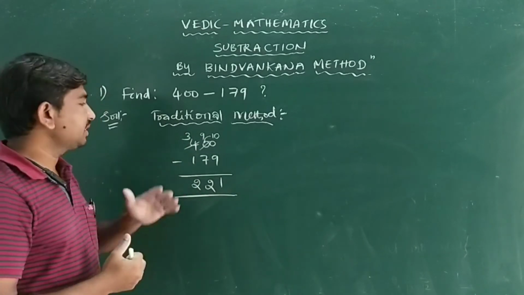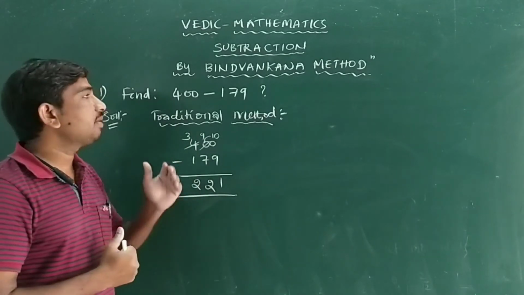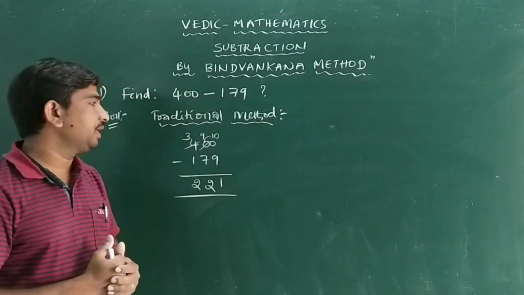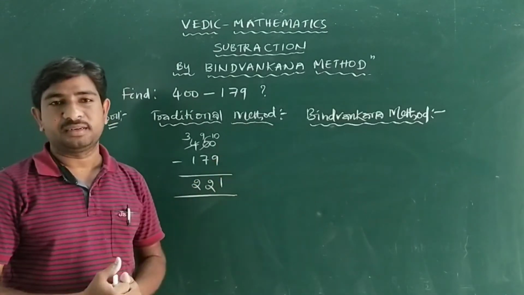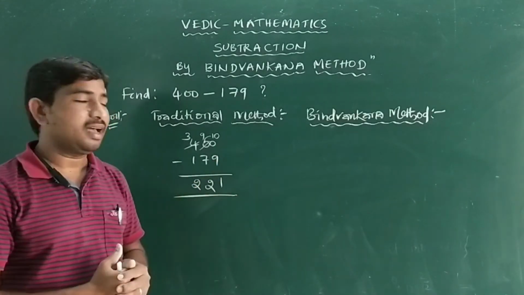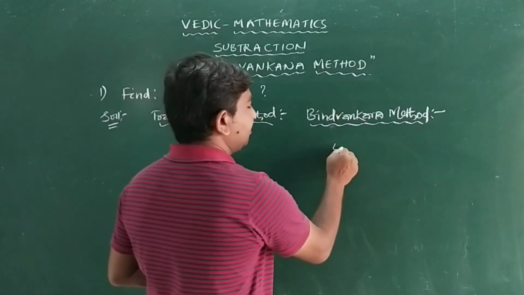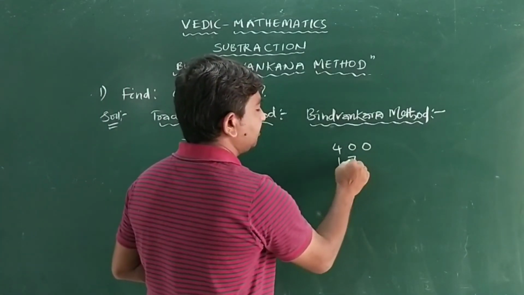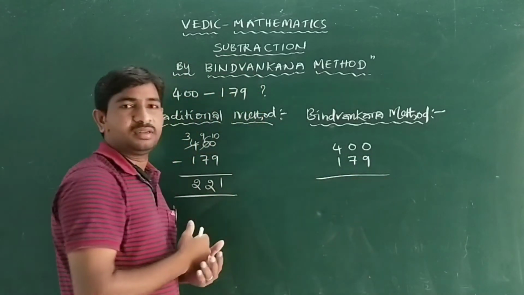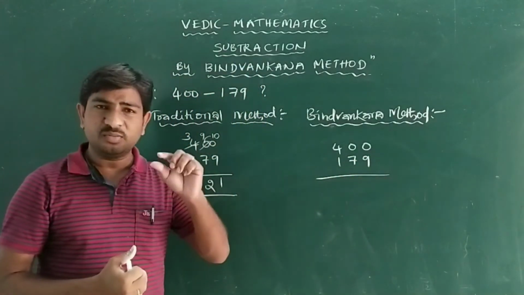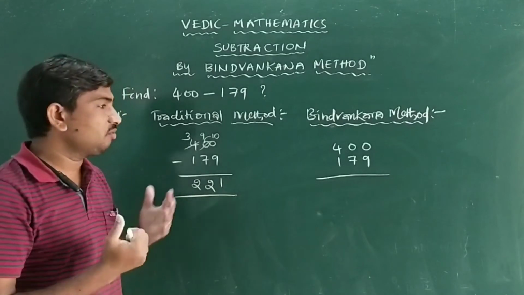Now the same problem we can solve by the Binduankana method. How will it be? What is the Binduankana method? As I said already, write the same 400 and 179 as it is. In this method the procedure is somewhat different. So what is the procedure?